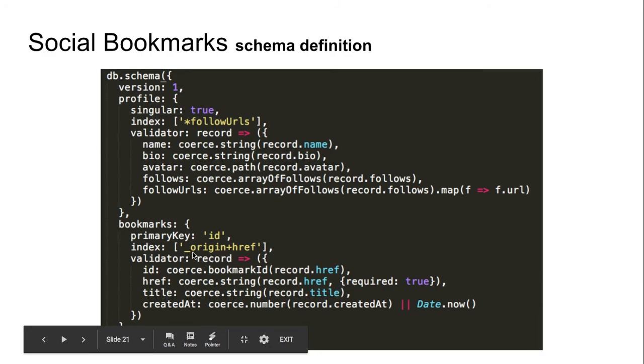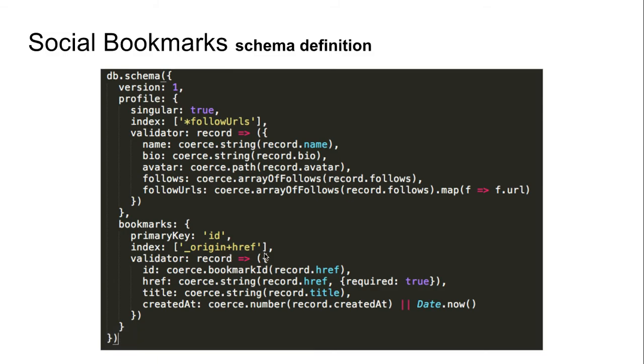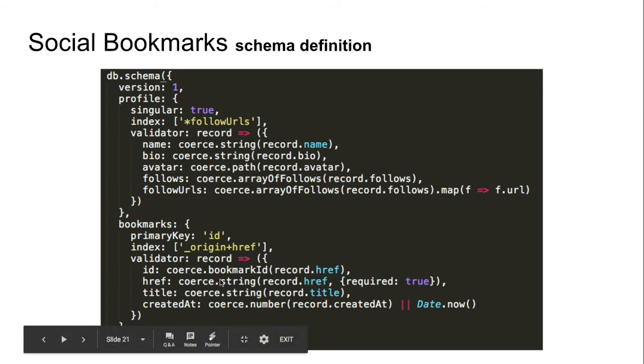There's one index on the bookmarks. That's the origin plus href. That actually is used, it's a compound index right there. Origin is, as you recall, the URL of the archive that the record comes from. And then href is this attribute here.